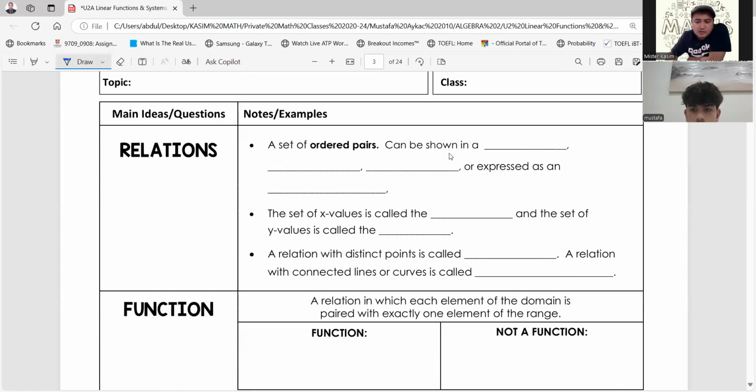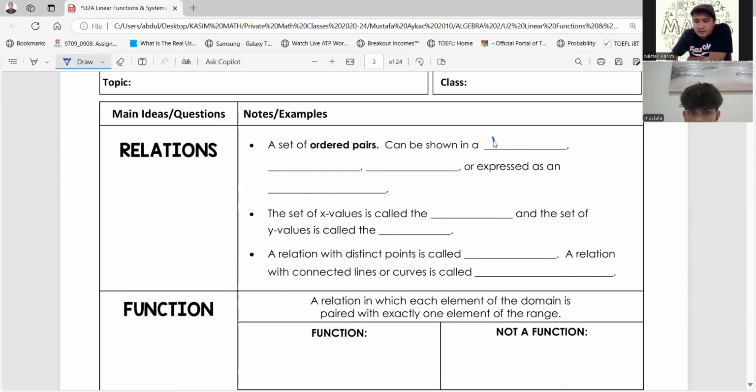So relations can be shown in how many different ways? Maybe you can show this in a table or in a mapping, or what else? A graph, right? Or an equation. Usually in math, whatever you see here, they can be displayed in four different ways. Number one, a table. Number two, a graph. Number three, an equation. And number four, mapping.